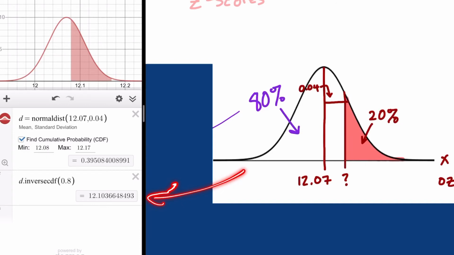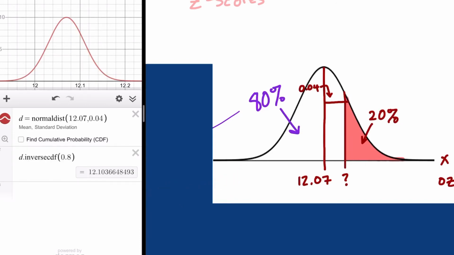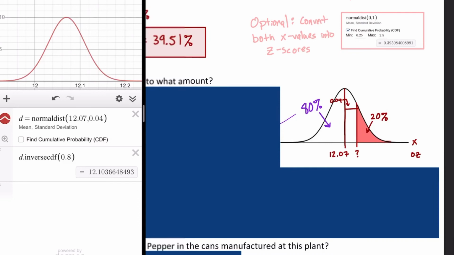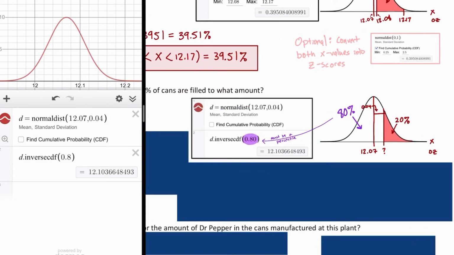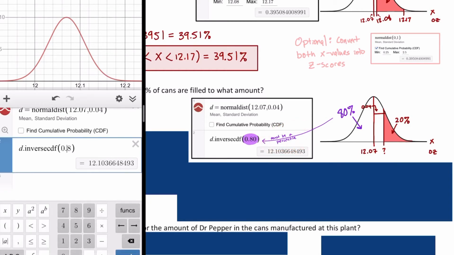Oh, also, I don't need that shaded region, so I'm just going to uncheck the cumulative probability. There we go. So that 12.1 is our ounces. So it looks like this, again, just so that you can see it in our notes. And like I said, this must be a percentile. If you type in 0.2, let me show you what happens if you do 0.2. If you do 0.2, we get a number that at first glance makes sense.